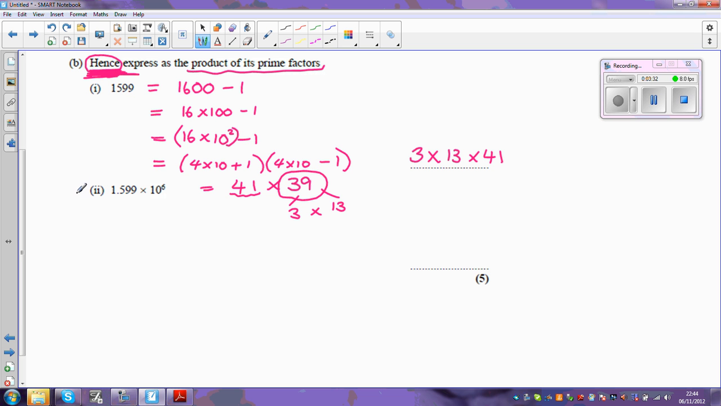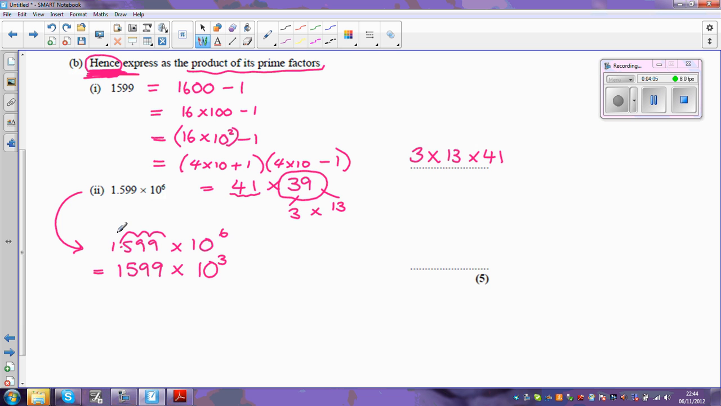Be careful. Right, part 2 is also related. What we've got is 1.599 times 10 to the power 6. Well, I'm going to think how it's related. But basically, if I multiply this by 1,000, I get 1,599. In other words, 1.599 times 10 to the 6 is the same as 1,599 if I multiply that bit by 1,000. To compensate, I'm going to have to divide this one by 1,000. That ends up as just times 10 to the power 3.